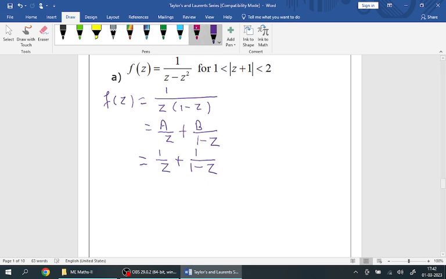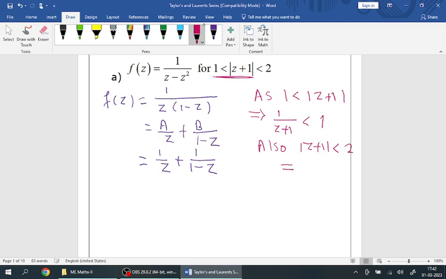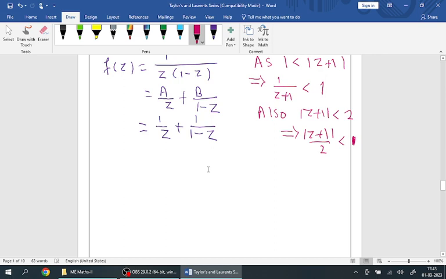But the region of convergence that we are given is 1 is less than mod z plus 1 less than 2. That is, the first half of the inequality gives us 1 upon z plus 1 less than 1. Also mod z plus 1 less than 2 implies z plus 1 upon 2 is less than 1, is it? So this is the thing that we use, and we have now 1 upon z plus 1 as r and z plus 1 upon 2 also as r. So everything we have to adjust in the form of z plus 1 first, because the region of convergence is given in the form of z plus 1.